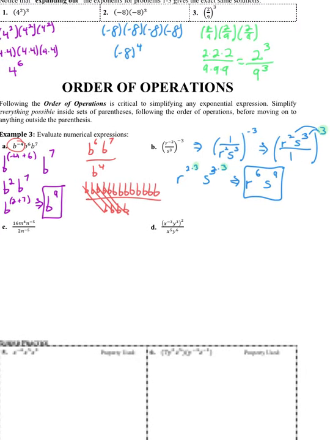So this is how we'd want to simplify these. It's going to be a lot easier to deal with r to the 6th, s to the 9th than it is to deal with this whole big thing that we started with. So that's why simplification is important.